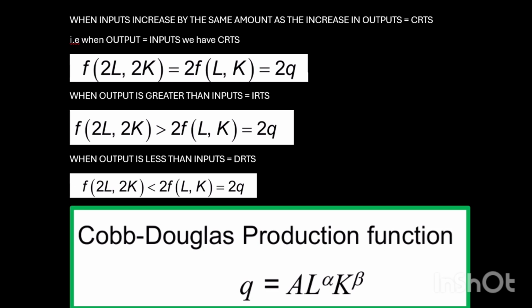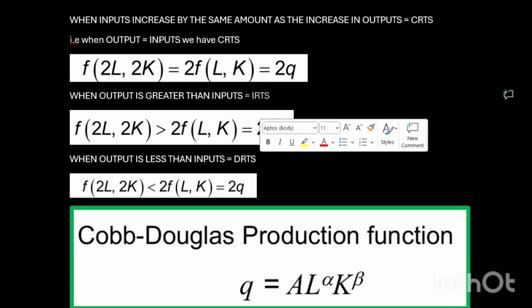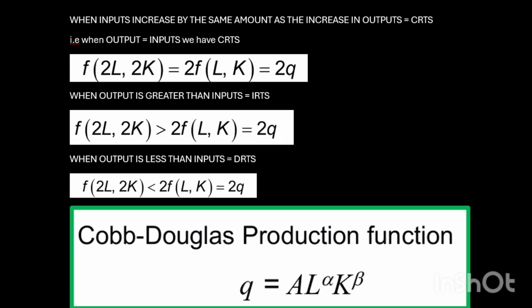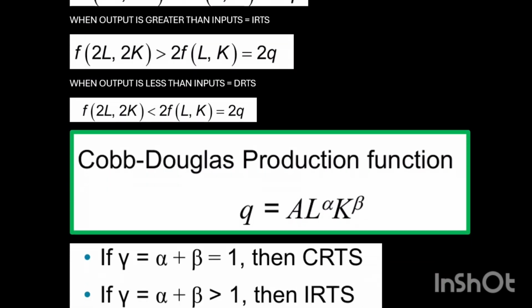And below it, when our output is greater than our input, we have increasing returns to scale. Again, our production function for when our output is greater than our input. And then, of course, when our output is less than our inputs, we have decreasing returns to scale. Okay, and you can see the sign for each of the above.